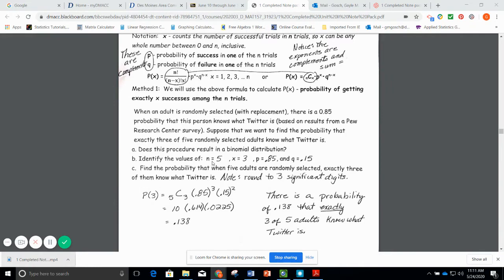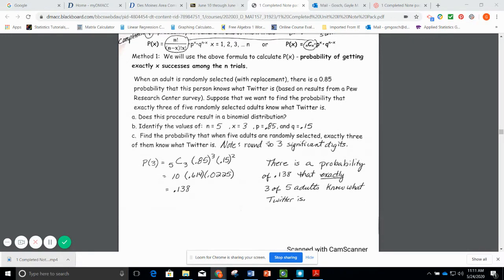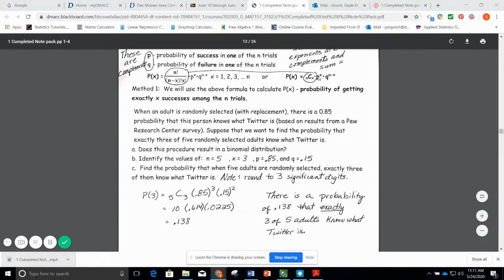Identify the values. N is 5, X is 3, P is 0.85, and Q is 0.15. Find the probability that when 5 adults are randomly selected, exactly 3 of them know what Twitter is. You're going to round your answers to 3 significant digits. This is the formula up here that you're going to be using, so you need to plug that in.